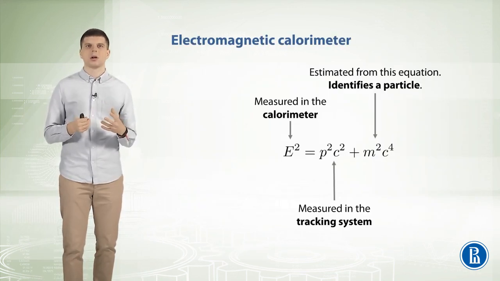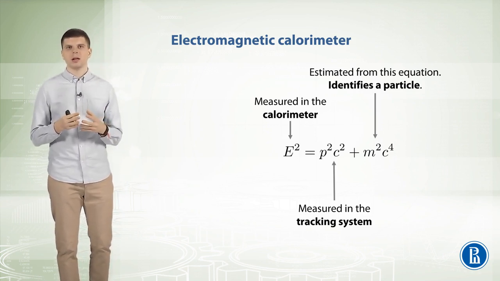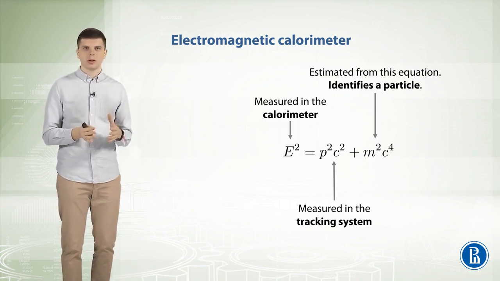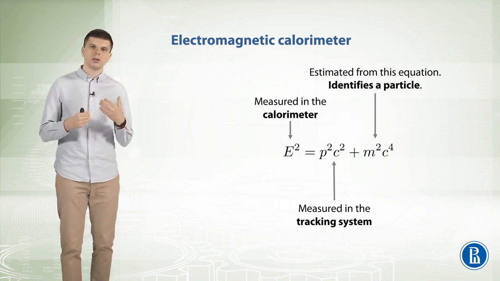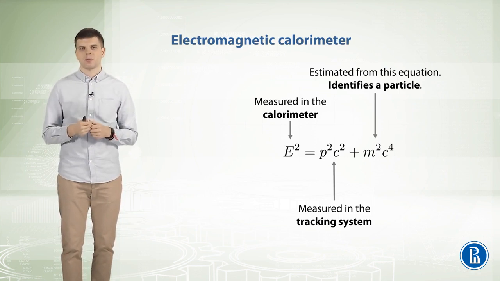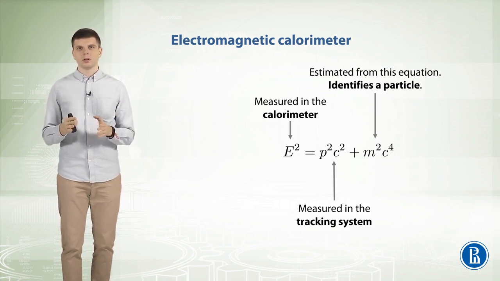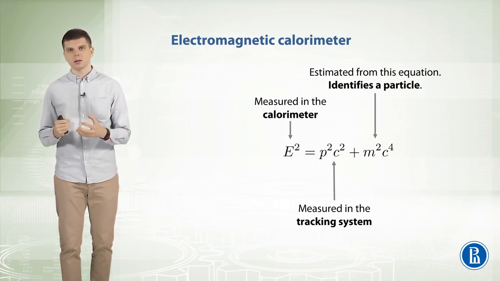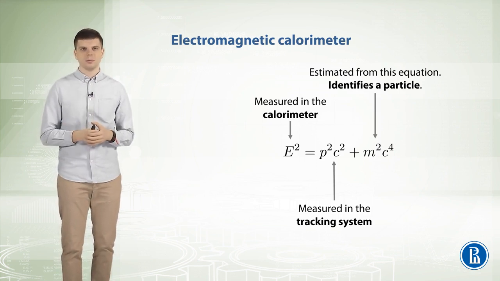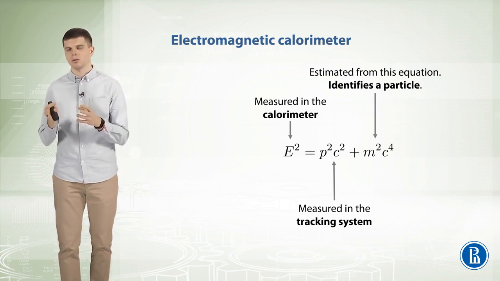Consider how calorimeters help to identify particle types. The equation on the slide represents the connection between energy, momentum and mass of a particle. We already know that the particle energy is measured by calorimeters. In the previous videos, we saw that the momentum of the particle is measured by tracking systems. So, using this equation, we can estimate the particle mass and, as a result, its type. However, in the next videos we will see how to use information from all detector systems to identify particle types more accurately.